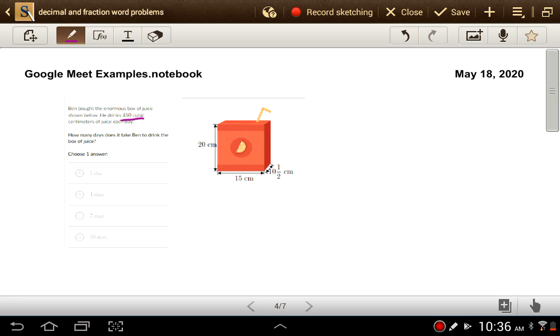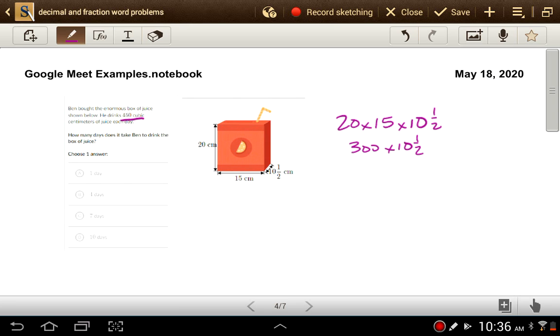So we're going to take the volume of the juice box and we're going to divide it by how much he drinks per day. So to find the volume of the juice box, you're going to multiply the length times the width times the height. So that's 20 times 15 times 10.5. So when you do that, 20 times 15 is 300 times 10.5.